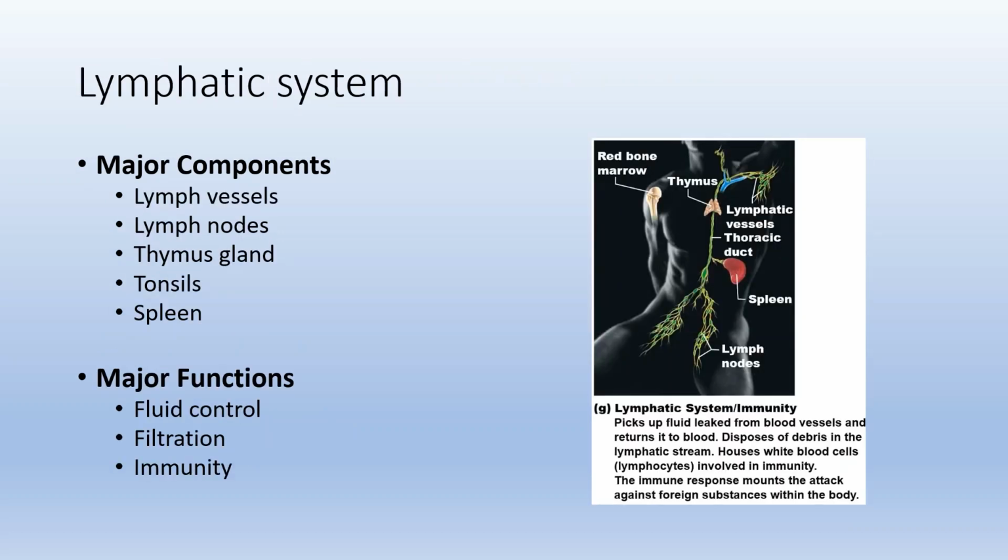Next, we have the lymphatic system. The lymphatic system will include lymph vessels, lymph nodes, thymus gland, tonsils, and spleen. All of these components allow for fluid control or swelling throughout the body, filtration, and immunity.